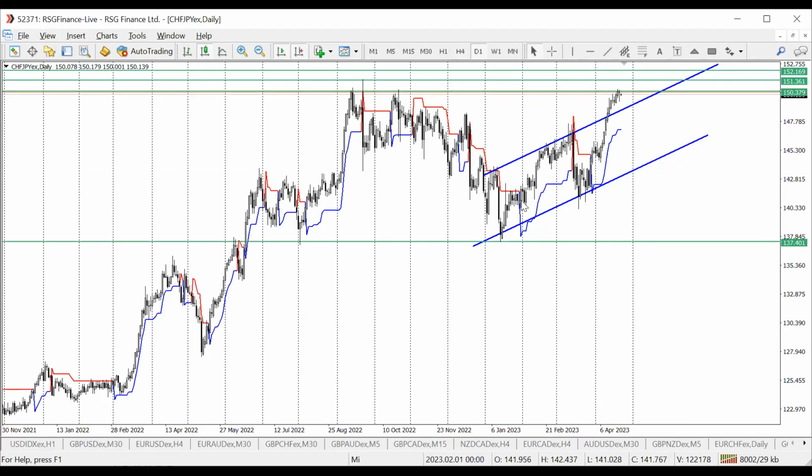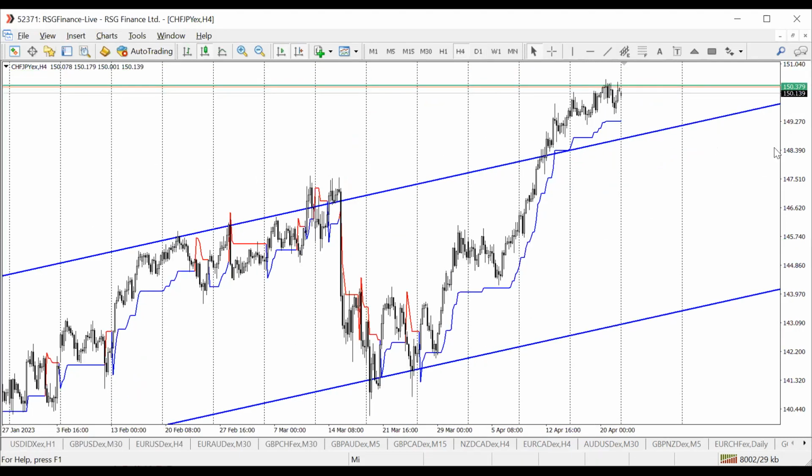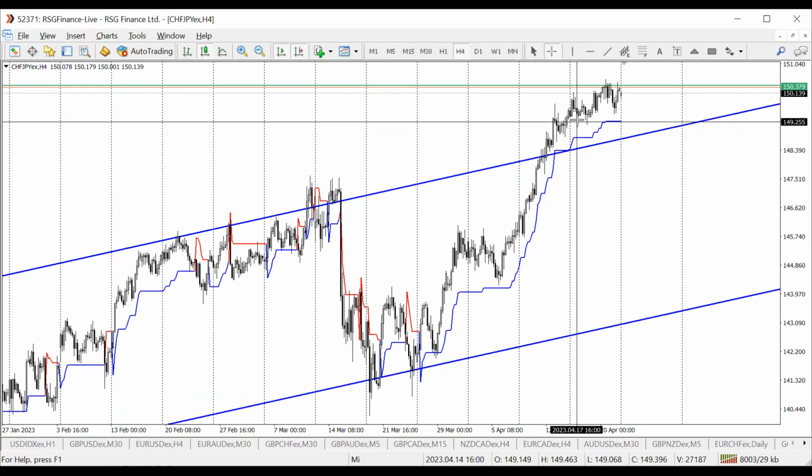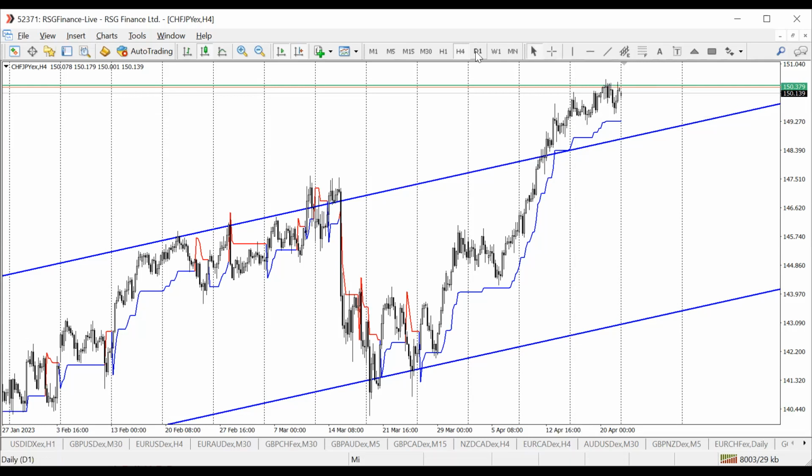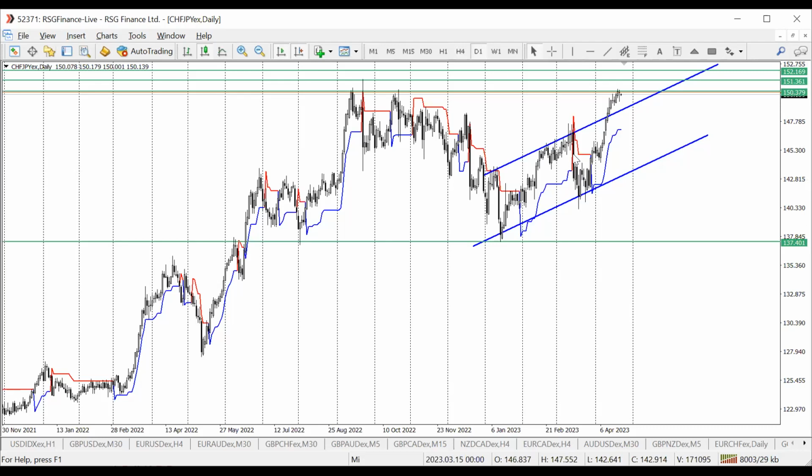So CHF JPY also last week we had a pretty good rally, although it didn't move so much, but we achieved our target from last week. That gave us about 99 pips. At least if you take it all in, it's over 100 pips we banked from last week. Now this week I will be looking to two levels.